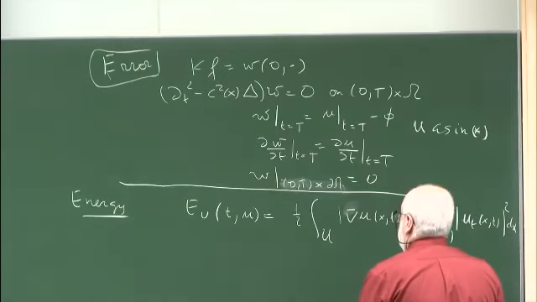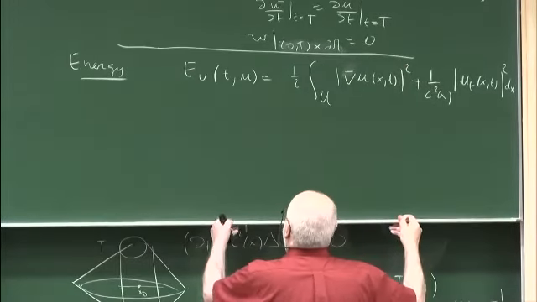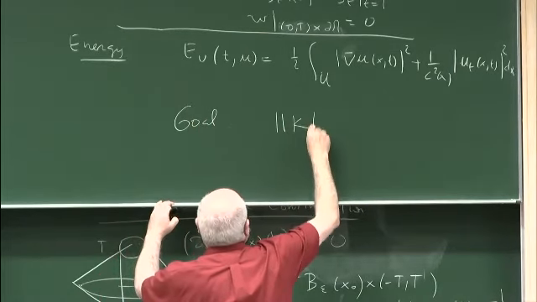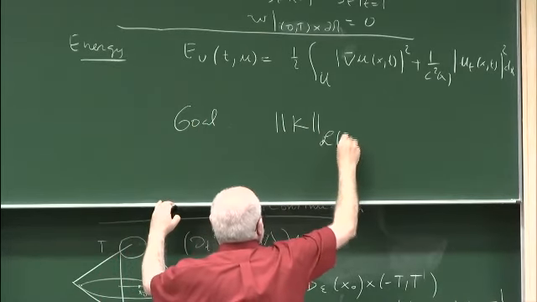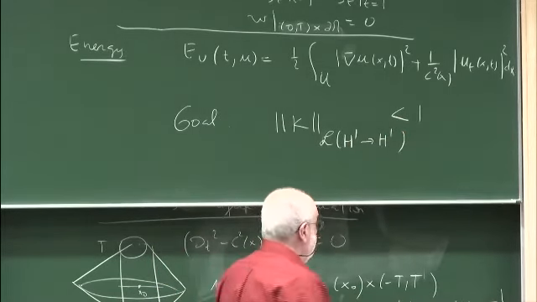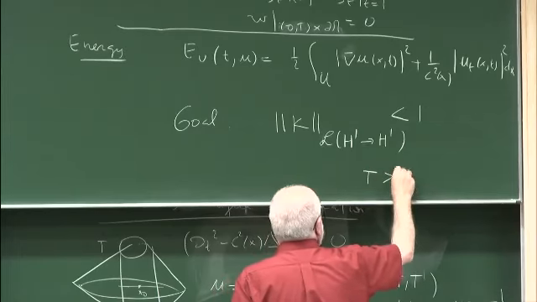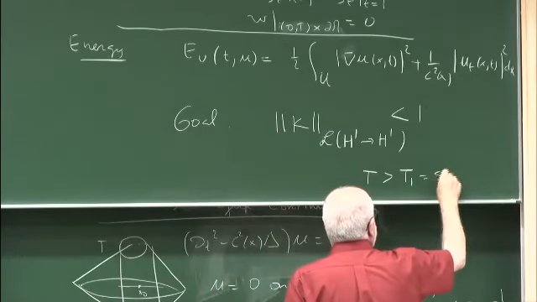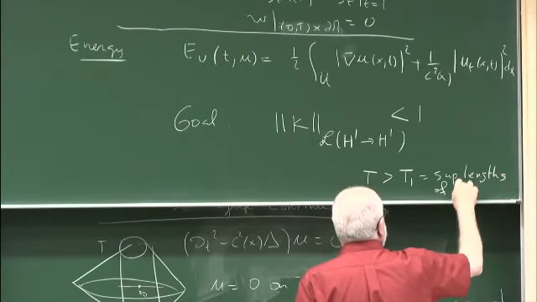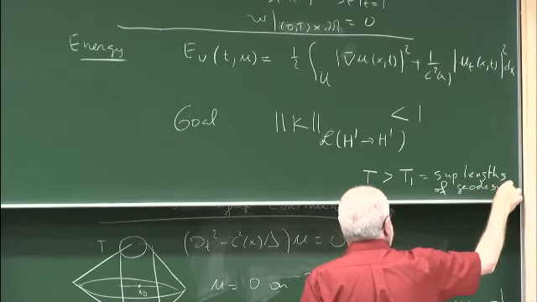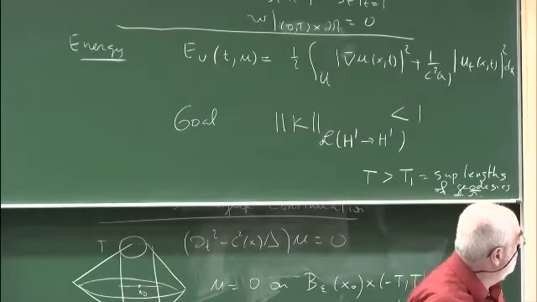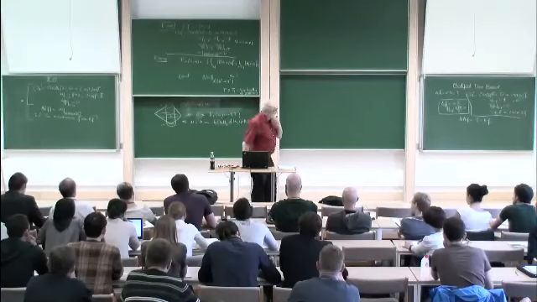Okay, so the goal is to prove that the norm of K as a boundary operator from H1 to H1 is strictly less than 1 for T sufficiently large. And in fact, I'm going to prove it for T greater than T1, where this is the supremum of the length of geodesics on omega closure. This is not the sharpest result, but the one we can prove with the technology that we have now.